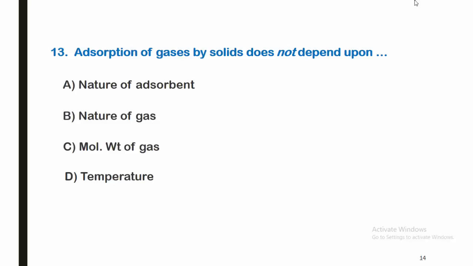Option D, temperature. We just discussed the factors affecting adsorption of a gas by solids, where all these options are given. Nature of adsorbent is a dependent factor, nature of gas is dependent, temperature is also dependent. Therefore, in this question, the one that is not dependent, the right answer, is molecular weight of gas. Therefore, the adsorption of gases by solids does not depend on option C, molecular weight of the gas.